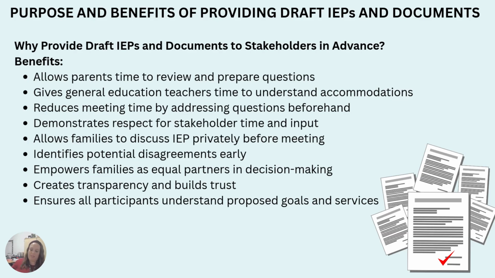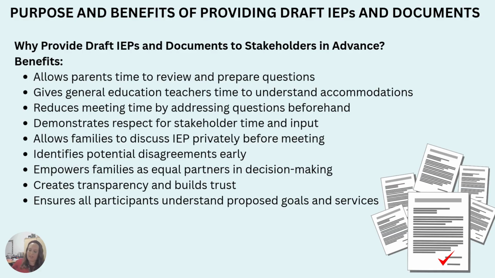Providing draft IEPs and supporting documents to all stakeholders at least 1 week before the meeting offers numerous benefits to the collaborative process. When parents receive materials in advance, they have time to review proposed goals, services, and accommodations, allowing them to prepare thoughtful questions and input. General education teachers can review accommodations and modifications they will implement, ensuring they understand their role. This advance review reduces actual meeting time by addressing questions and clarifying information before the formal meeting begins.